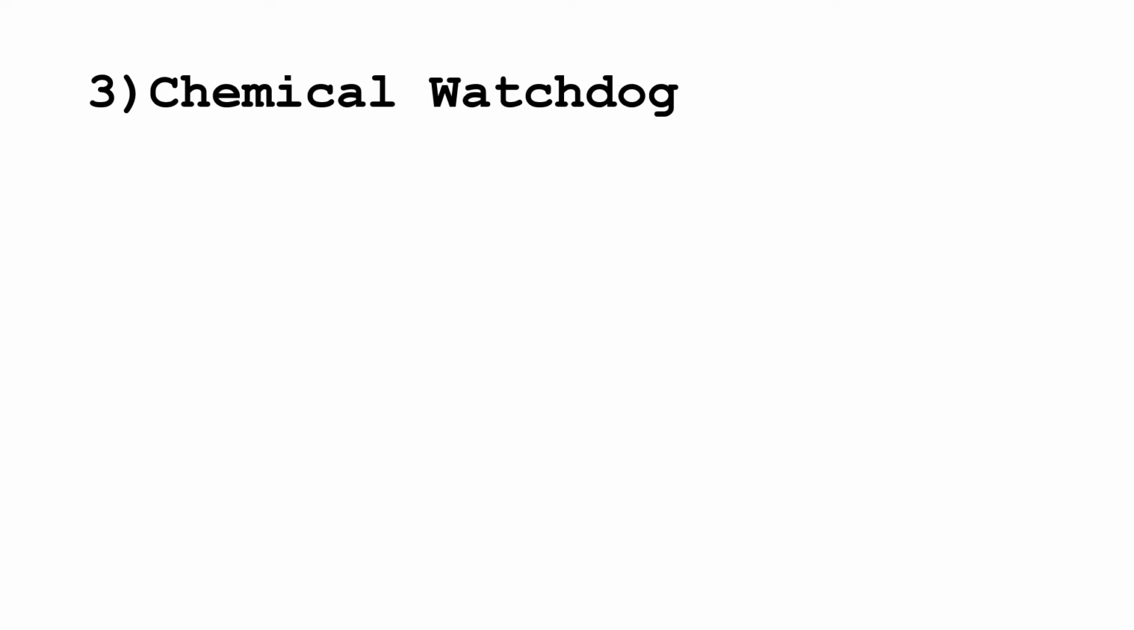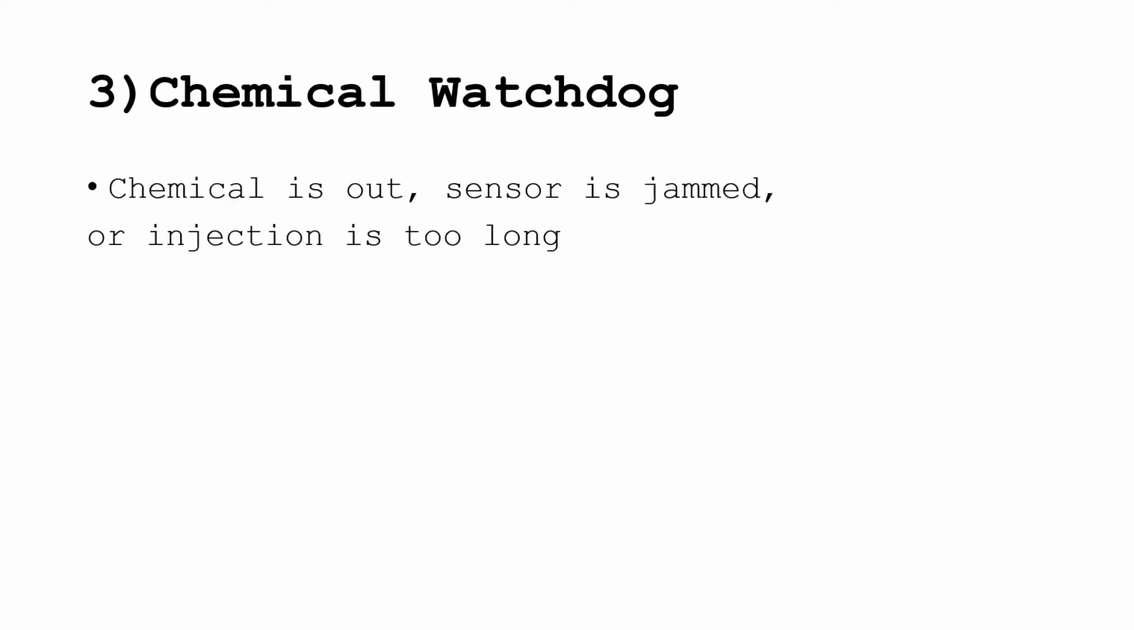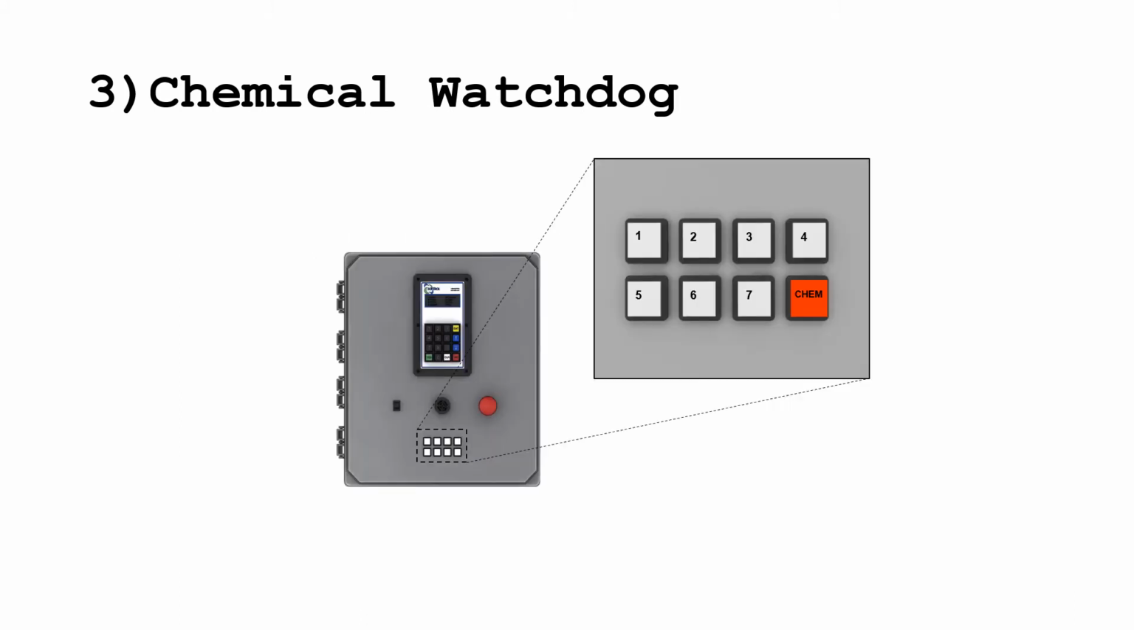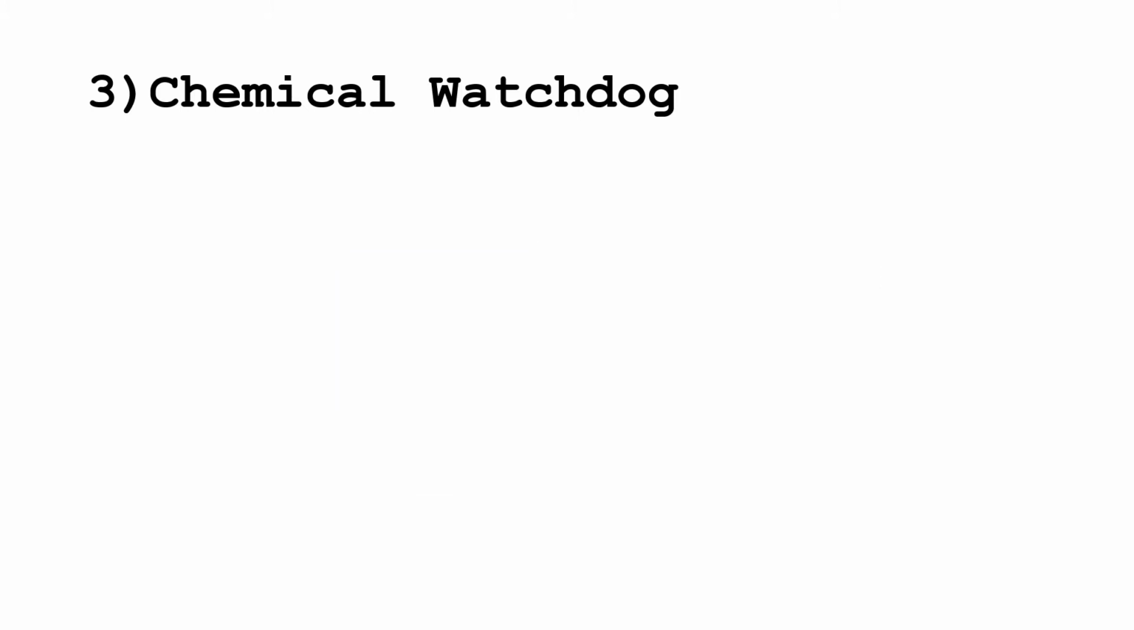3. Chemical watchdog. When the flow meter senses that a chemical is out, a sensor is jammed, or an injection is taking too long, the machine will show this error. If this is a catalyst system error, the chem button should be flashing. If a machine button is flashing, then it is a machine error where the machine did not answer the chemical request. If multiple buttons are flashing, clear the machine errors first.